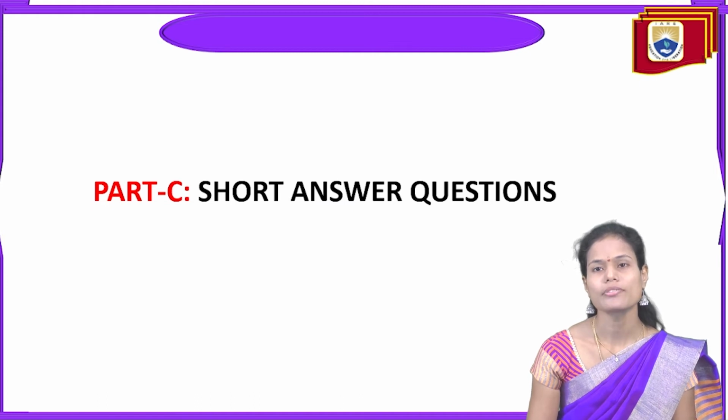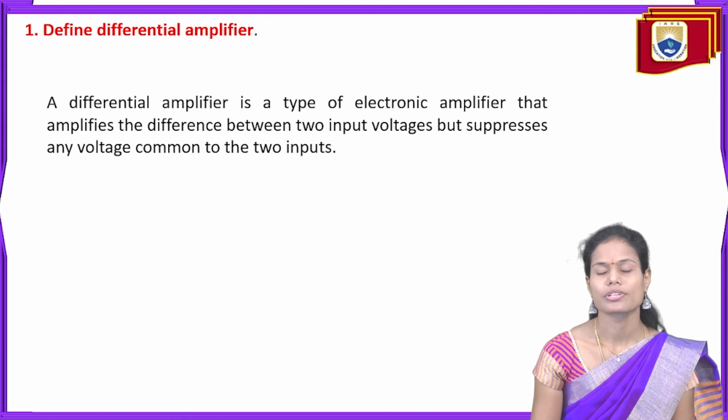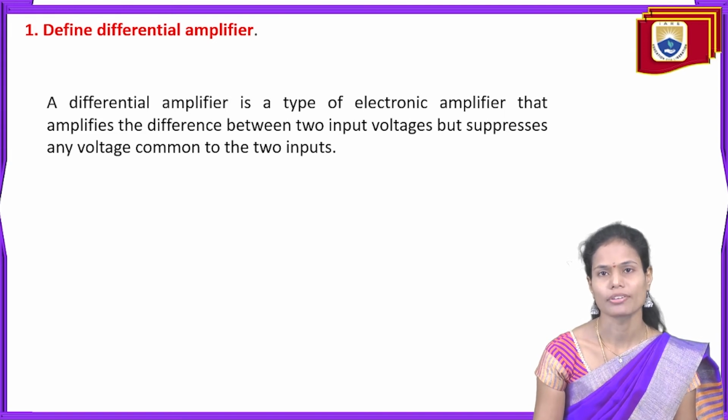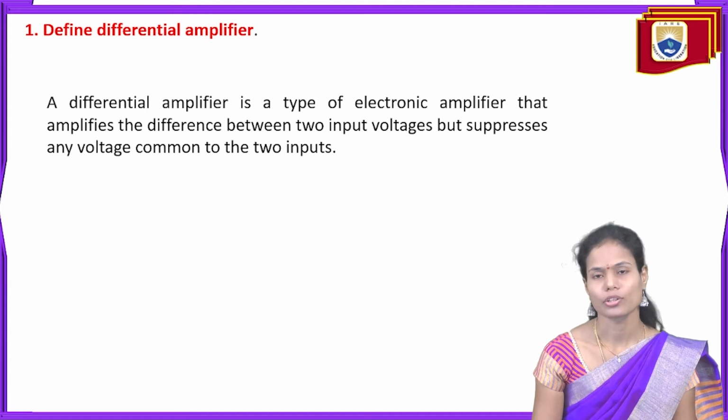So we're coming to the short answer questions here. So first question is define a differential amplifier here. So the function of the differential amplifier here is it is the type of the electronic amplifier. It will amplify the difference between two input voltages but suppresses the voltage common to the two inputs here.